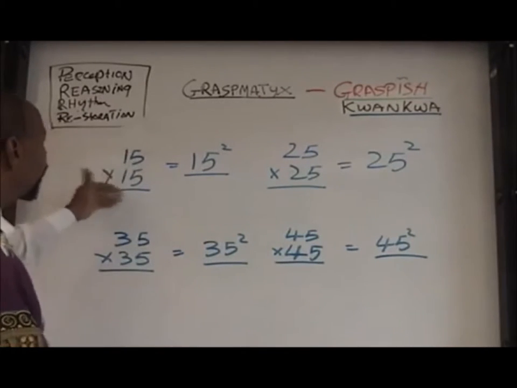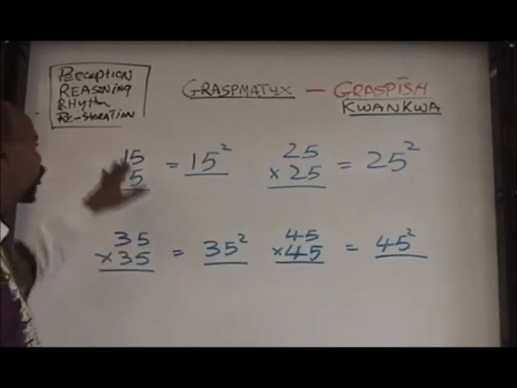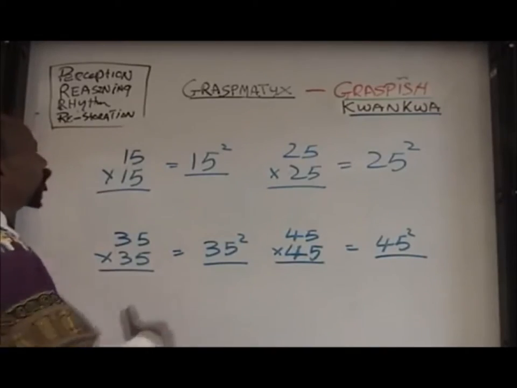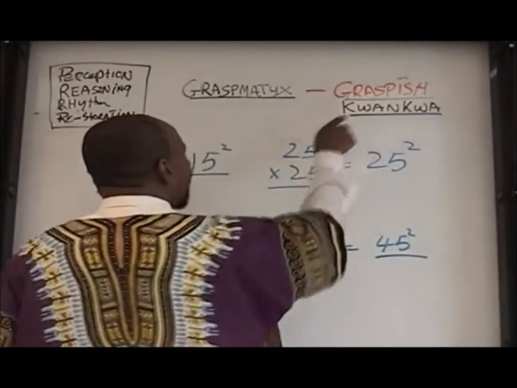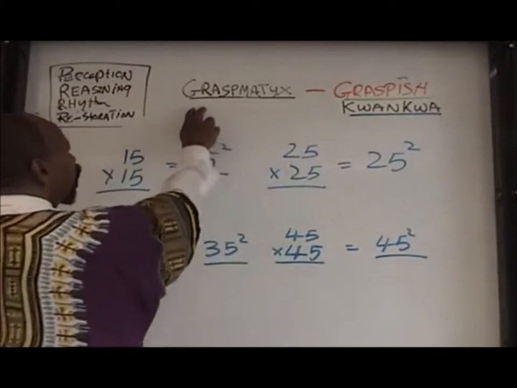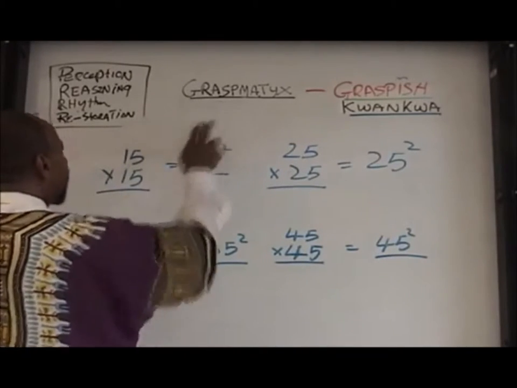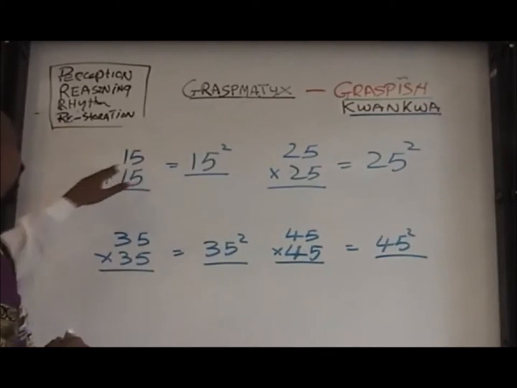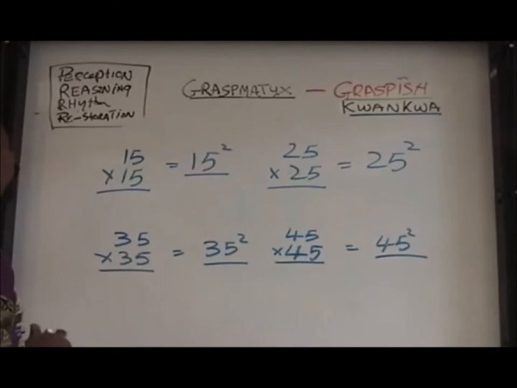We have 15 times 15. In school, they call it 15 times 15. We speak the language Grass-ish, because we're learning Graspmatyx. So we say 15 times 15. How do we do that?